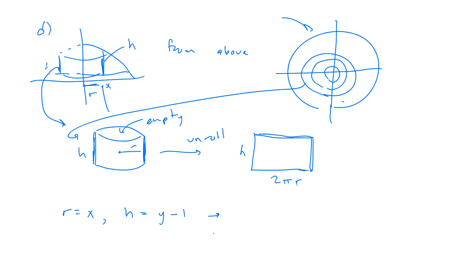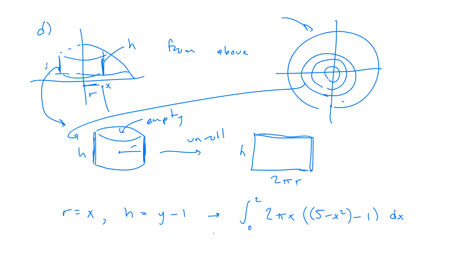So this will be called cylindrical shells, will be 2 pi RH, which from what we just said will be 2 pi x times our y minus the 1. And then we sum it over all the possible x's. Notice that limits for the x's is the same as the other one. So that will be the difference.